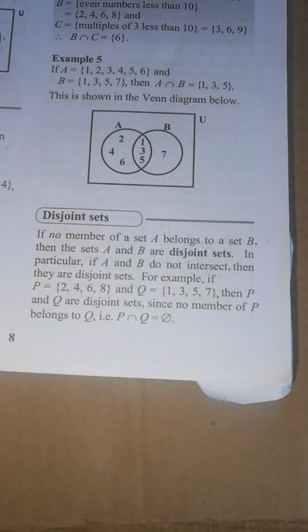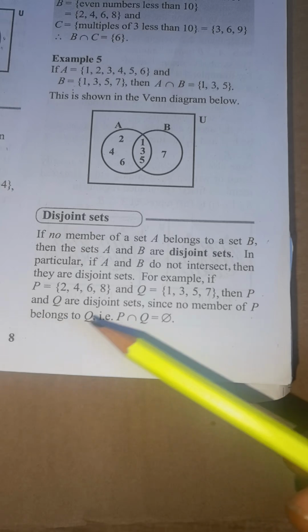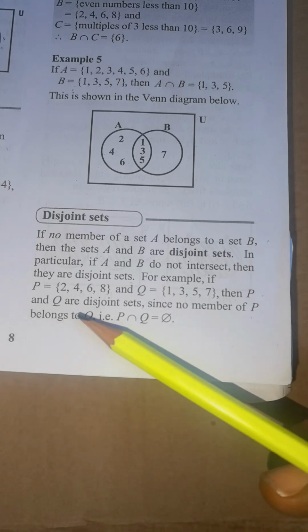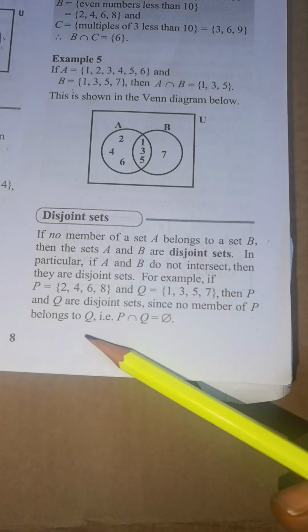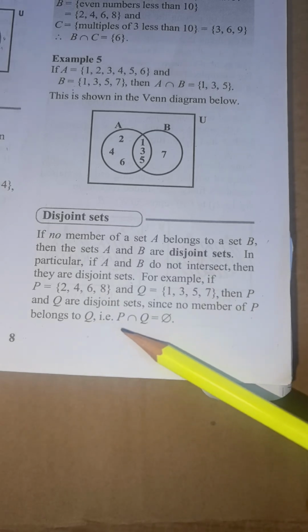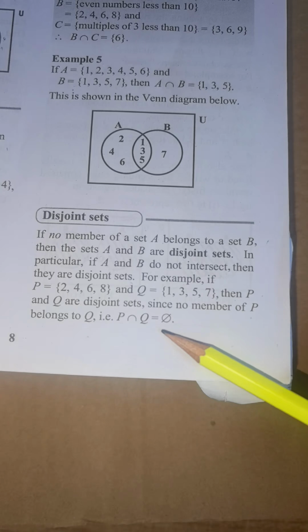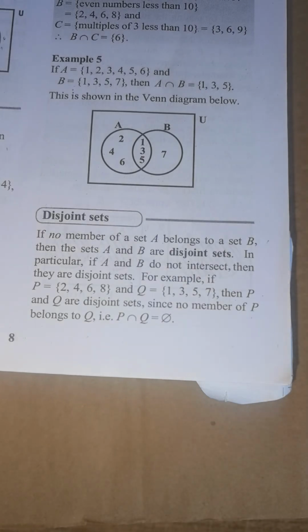For example, if P has members 2, 4, 6, 8, and Q has members 1, 3, 5, 7, then P and Q are disjoint sets since no member of P belongs to Q. That is, P intersection Q is equal to the null set. This symbol means null set, no member in that particular set.